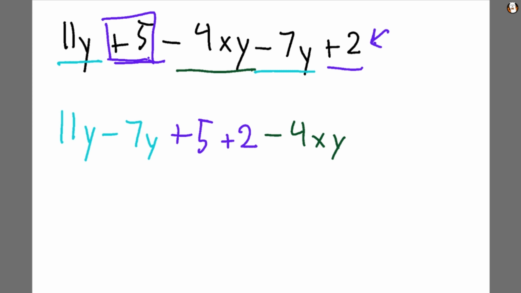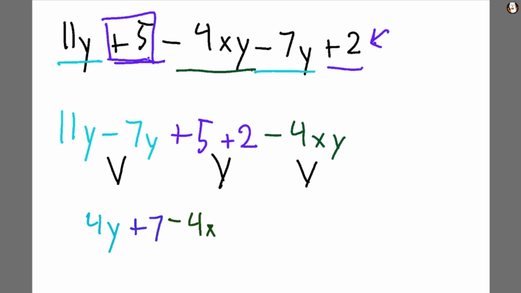Alright, so I'm just going to draw our arrows here, and there we go. So 11y, let me get the blue color again, 11y minus 7y, 4y, let's write it out again. And then we have 5 plus 2, which is positive 7. And then we have our lonely negative 4xy. And yeah, this is basically it. There's really nothing to it.